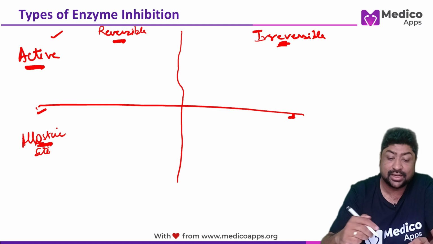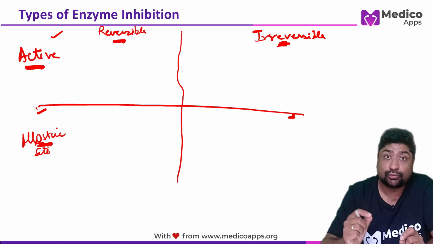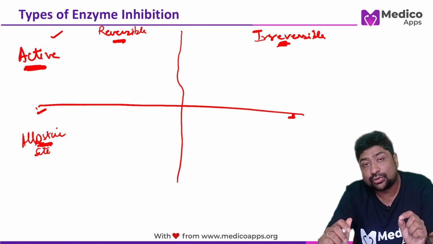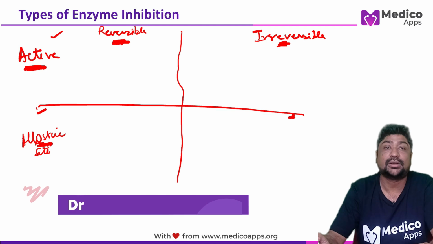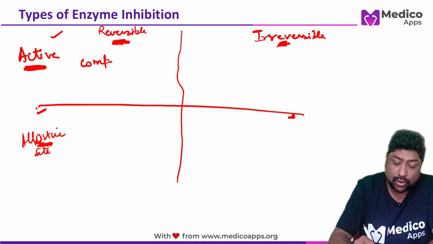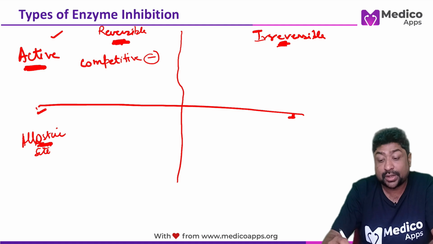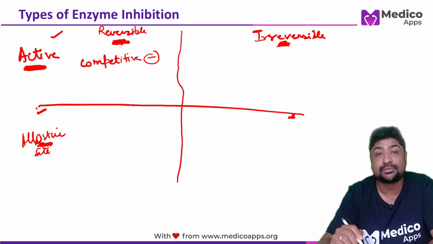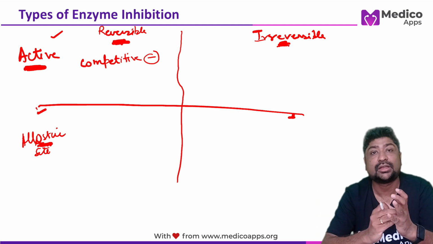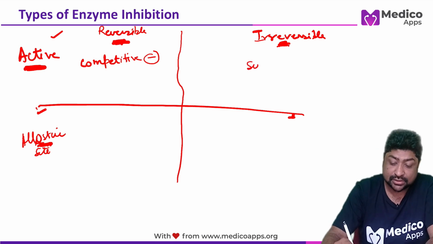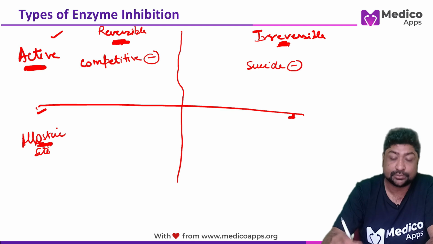Once you have these 4 boxes clear, let's put what type of inhibition falls in which category. The first is enzyme inhibitors which act on the active site and are reversible in nature. Any guesses? Very easy to know. This is what we call competitive inhibition. What about inhibitions which act on the active site but are irreversible in nature? These inhibitors will go and act on the active site and they will not leave. They are irreversible. So this is called suicide inhibition.